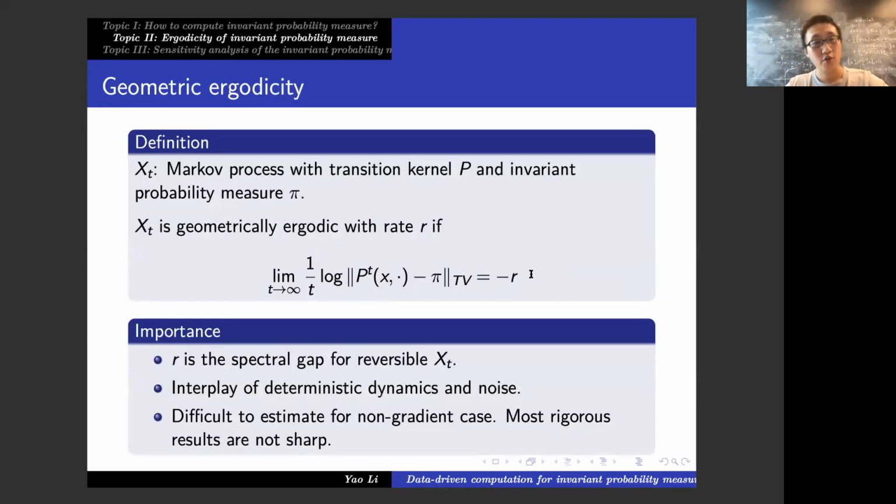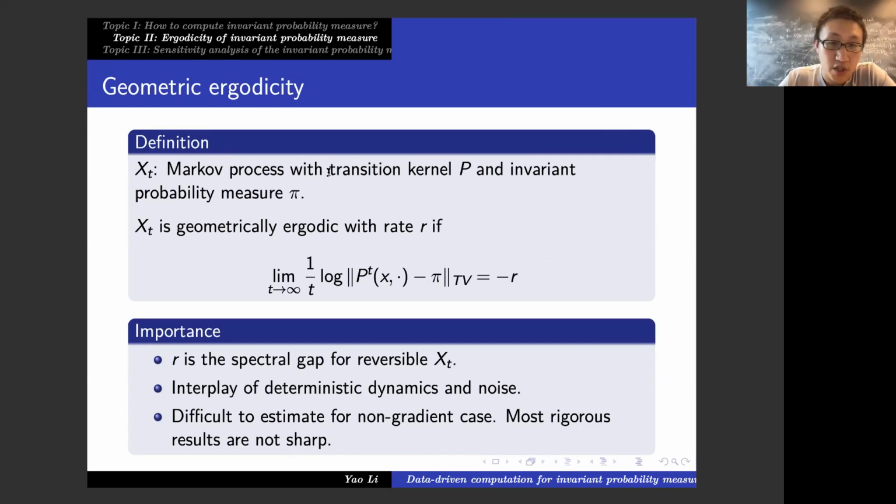Okay, so that's the first topic: how do we solve the invariant density function? And then let me talk about the geometric ergodicity. In other words, how fast do you have the convergence? This is very important, as Yunjun just mentioned: if you have very slow convergence, then your Monte Carlo result is not trustable anymore. So how do you estimate this speed of convergence?